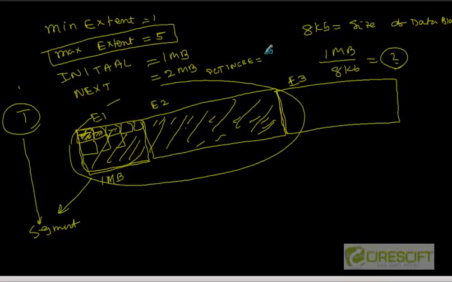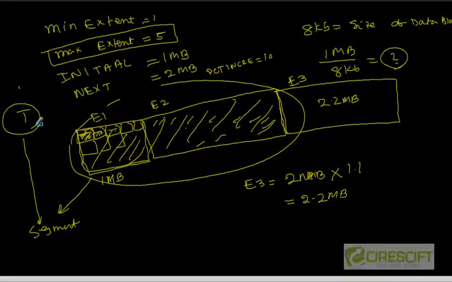If PCT increase is 10, that means the size of E3 will be, what was the previous extent, 2 megabyte, multiplied by 1.1, that means 10% increase. So 2 into 1.1, therefore the next extent will be 2.2 MB. So this is 2.2 MB.